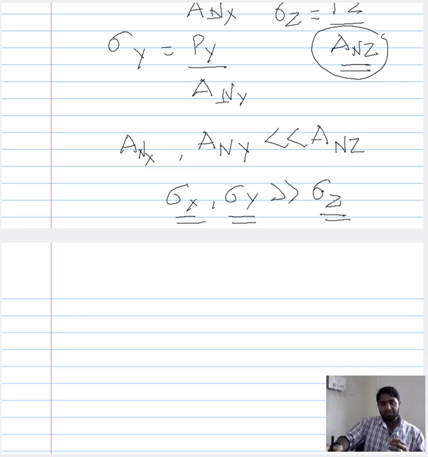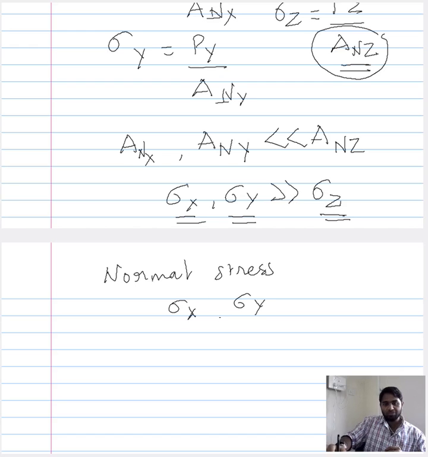And since this area is considerably huge, the stress acting along the z direction will be less or insignificant. Therefore, instead of 3 components for a plane, you just need 2 normal stress components.